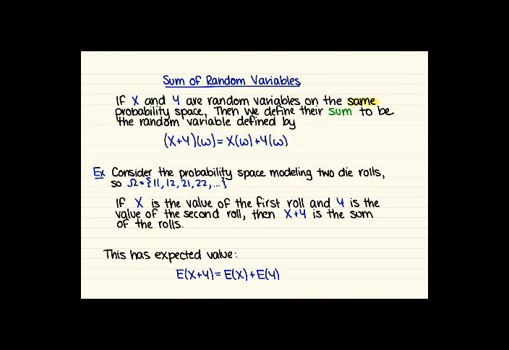The expected value for this, it actually turns out that this is just the expected value of X plus the expected value of Y. So this is a nice handy way to compute that if you've got the sum of 2 random variables.